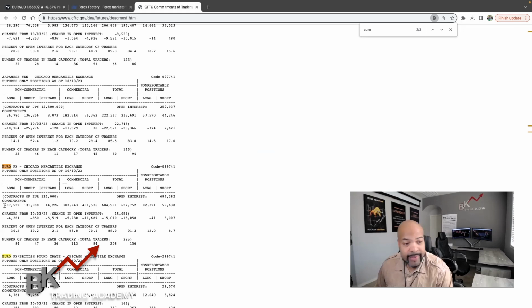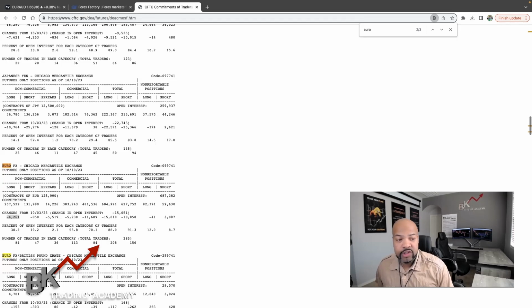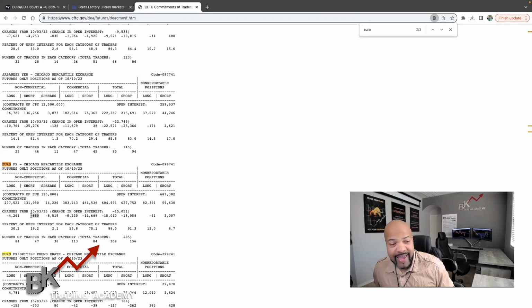I see that the big institutions have 207,000 long positions and they have 131,000 short positions. But what's important is the changes from 2 weeks prior. I'm showing 4,261 exits of their long positions, which means that price should start coming down and pulling down. Like I mentioned, if it pulls back to that support, then more than likely it's going to push to the upside. And then they actually exited only 850 short positions.